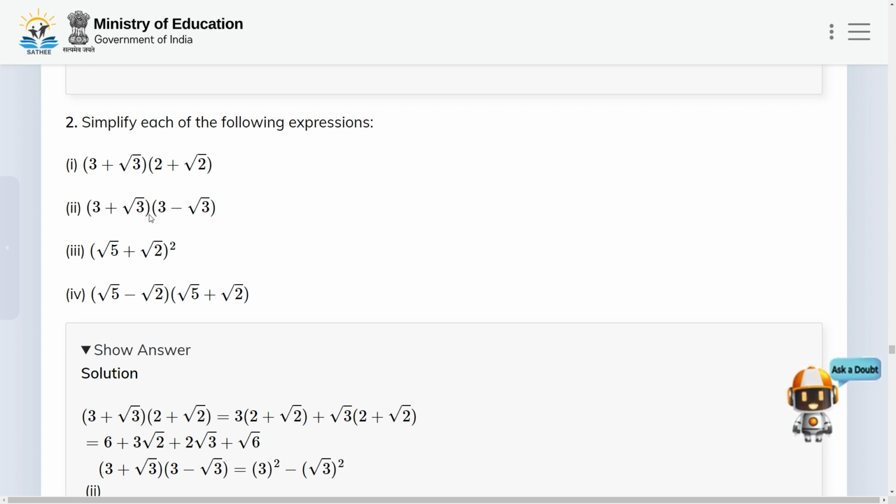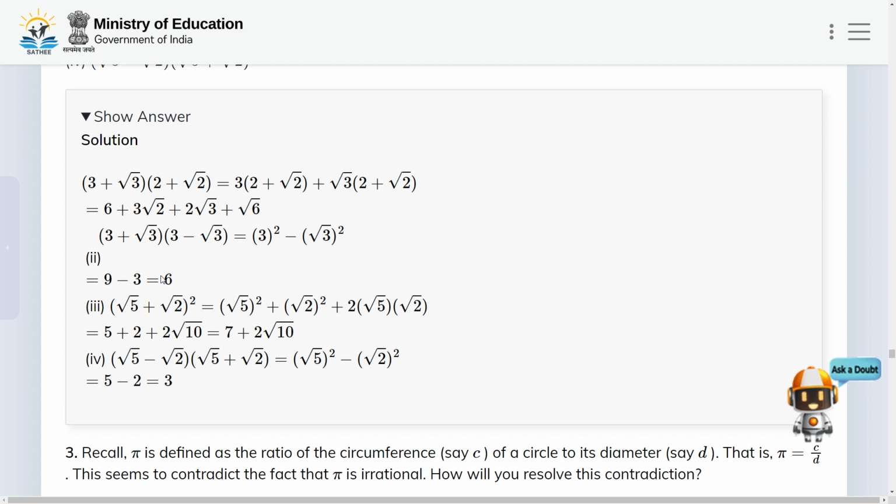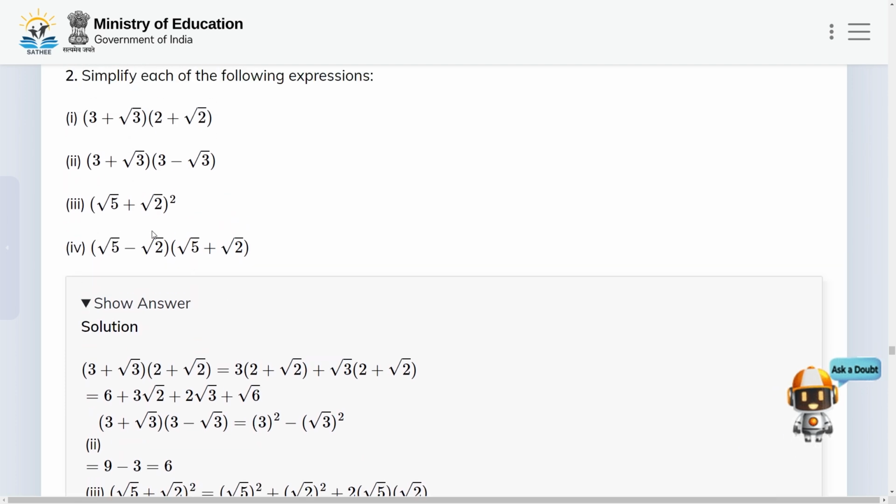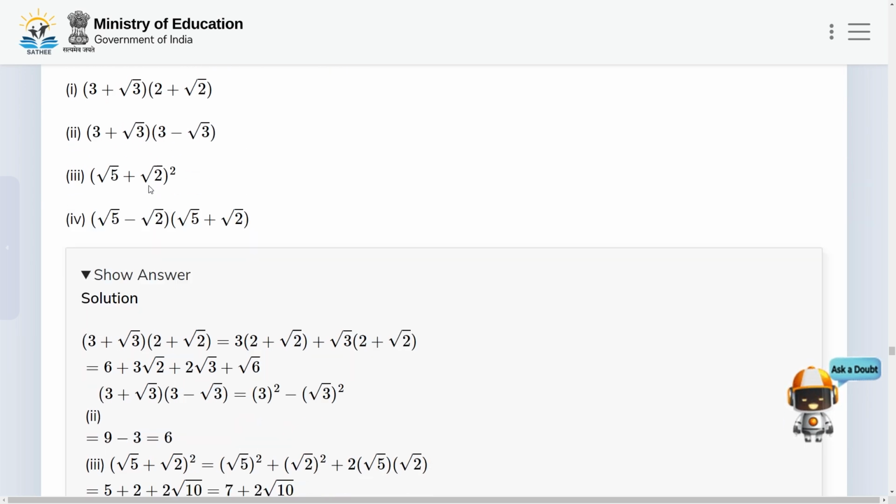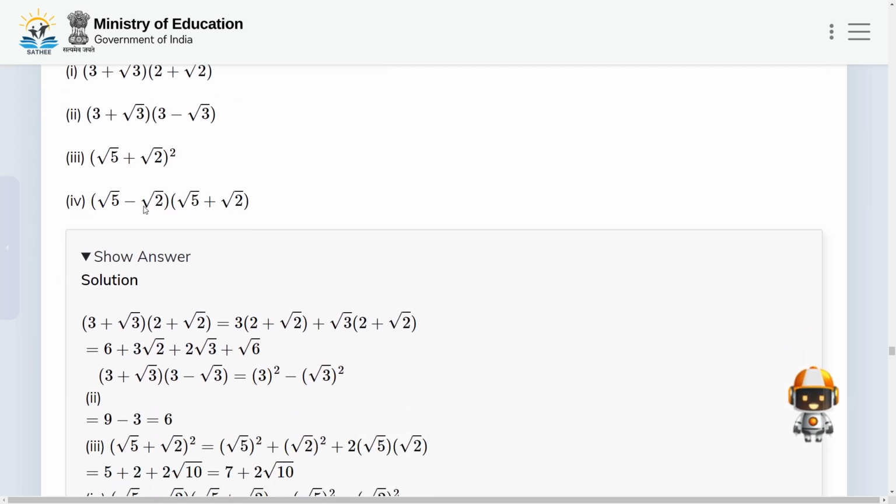Okay, so if we apply that identity for simplifying the expression (3 + √3)(3 − √3), then we will get 9 − 3, and that is equal to 6. So after simplifying (3 + √3)(3 − √3), we get 9 − 3, and this is equal to 6. Okay, so now let us see the third one.